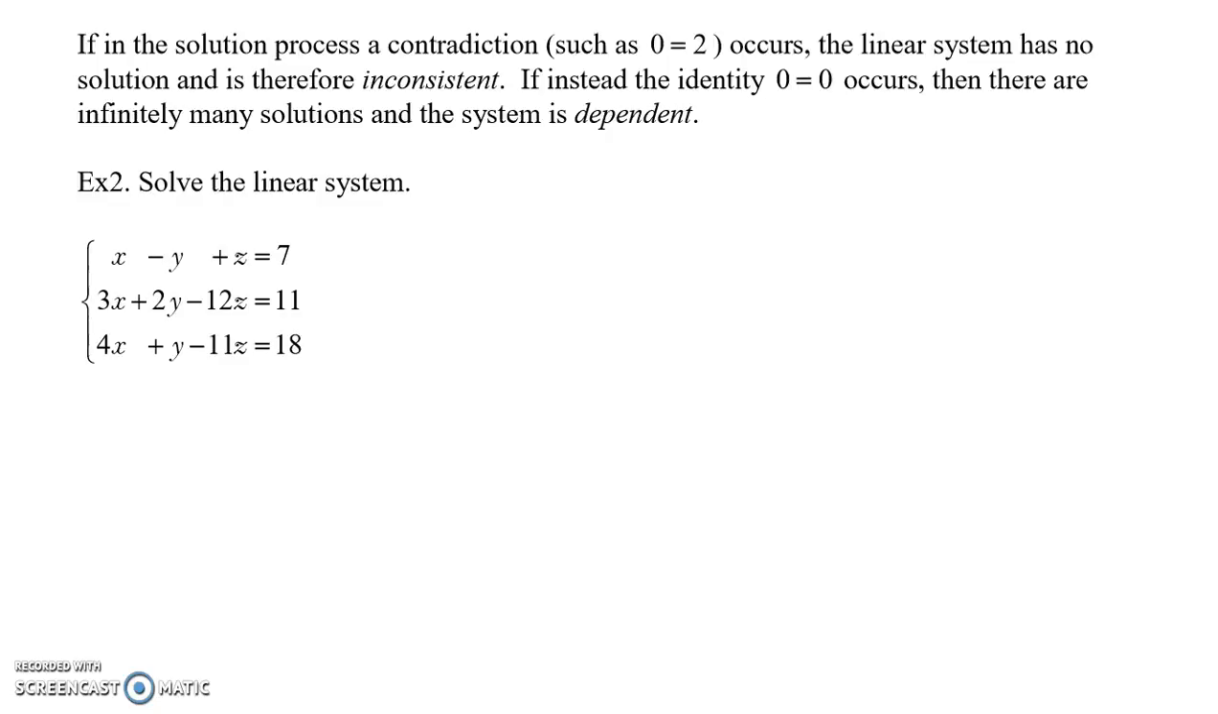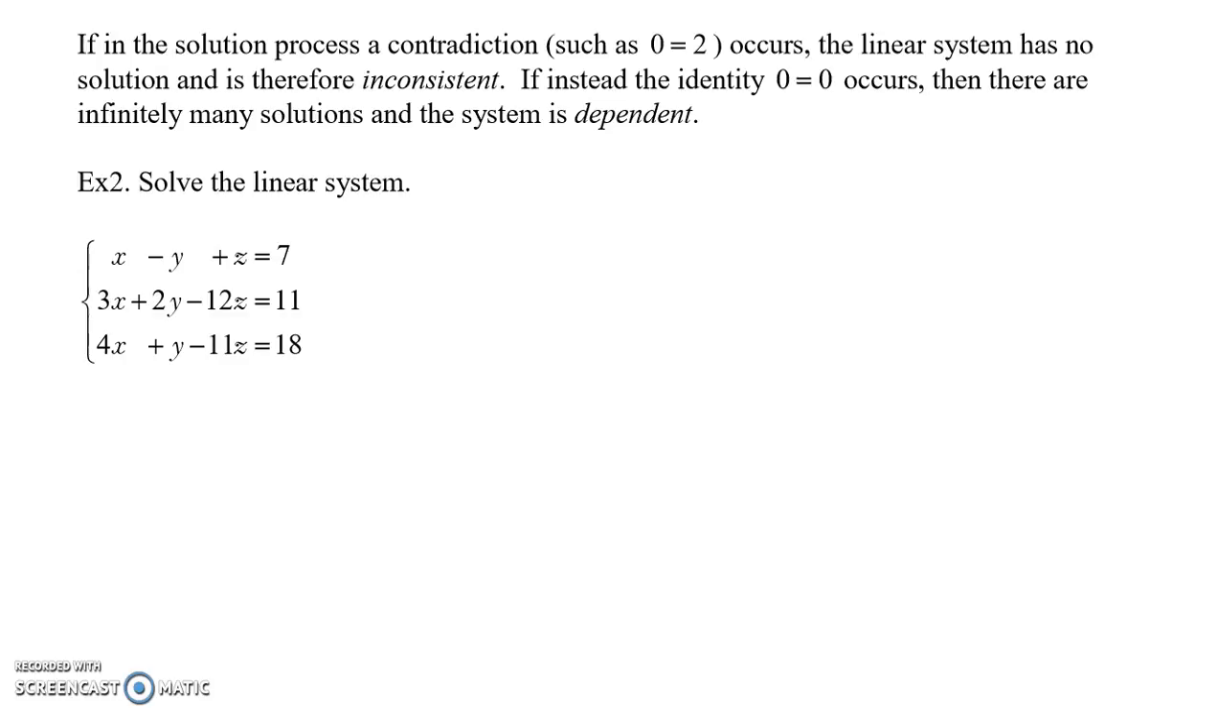Continuing with this section 8.2 notes, we move on to the second page of the notes and to example 2. If in the solution process a contradiction such as 0 equals 2 occurs, the linear system has no solution and is therefore inconsistent. So if you're solving a system of equations in 3 variables and you end up with a contradictory statement like 0 equals 2 when using the addition method, then you can basically stop at that point and conclude that the system has no solution.